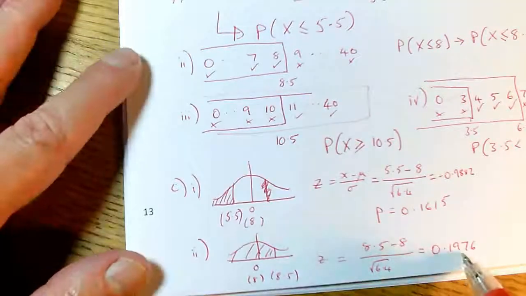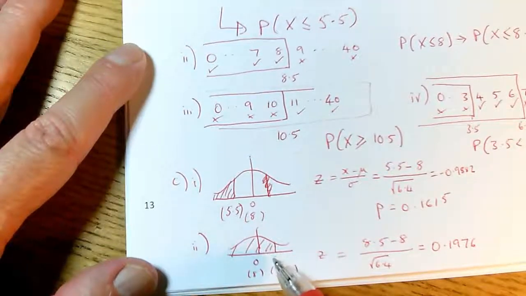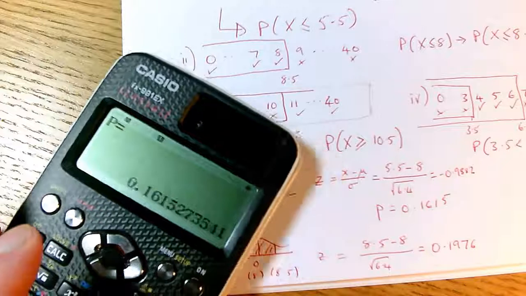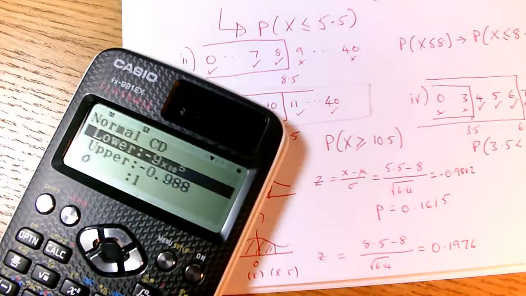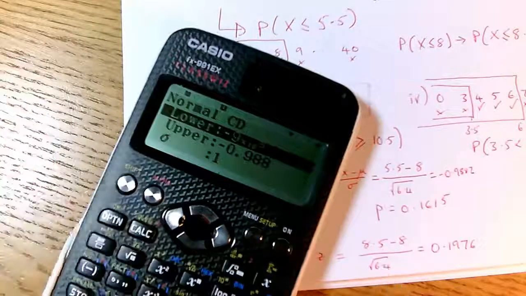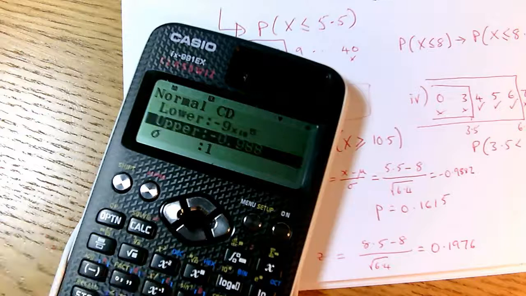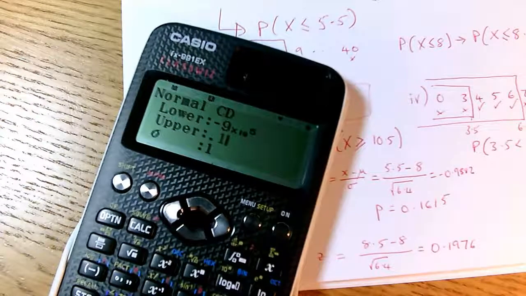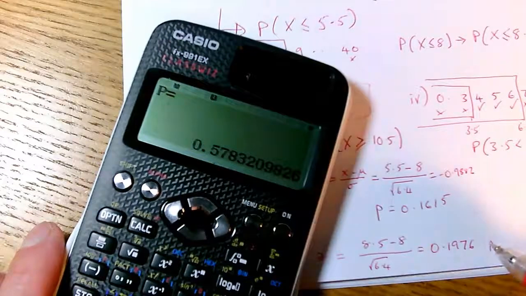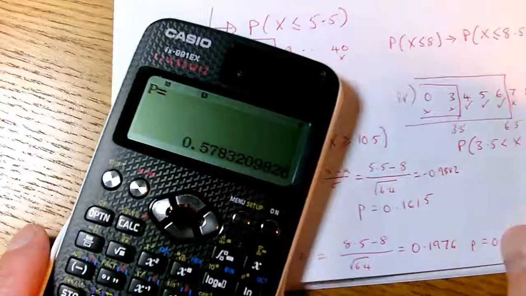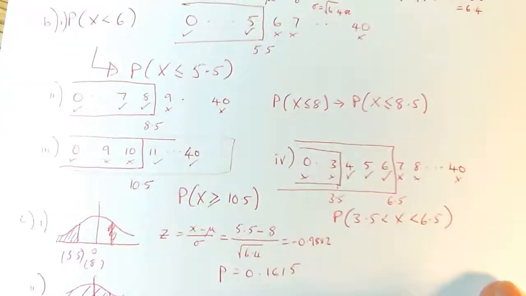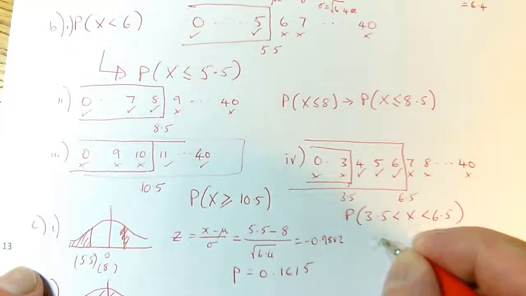And we get a z value of something positive, 0.1976. Here it is, and the diagram suggests that's sensible. We would expect a positive z, and then on normal distribution calculation mode, again we've got a lower value of minus 99999, but our upper value is now plus 0.1976, giving us a probability of p equals 0.57832. So that's part 2, and then for part 3 I'm going to squeeze part 3 in here.